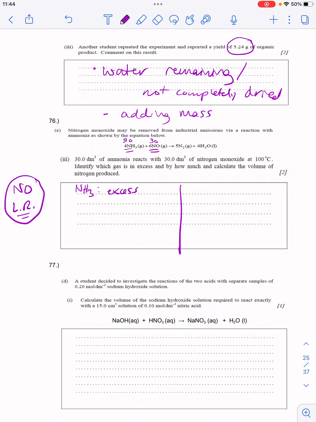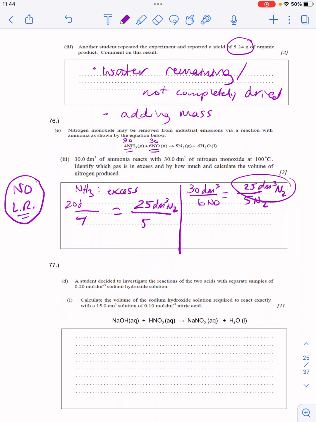So if I want to figure out how much product I make, I'm going to use the NO, and I'm going to apply that ratio of 6 to 5. That's the ratio of NO to N2. 30 divided by 6 is 5, times 5 is 25. So the amount of N2 I make is 25. Now, if I want to figure out how much excess is remaining, I need to think about how much was used to make 25 N2s. So the ratio of N2 to NH3 is 5 to 4. If 25 were made, divided by 5 is 5, times 4 is 20. So 20 dm cubed of ammonia were actually used. And since I start out with 30, that means there's 10 dm cubed excess left over.